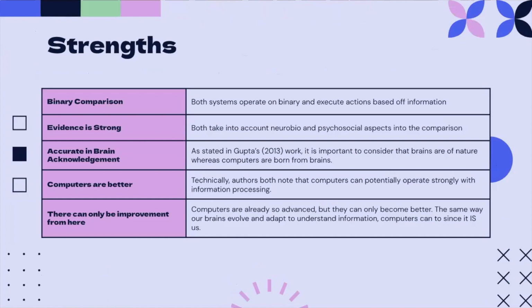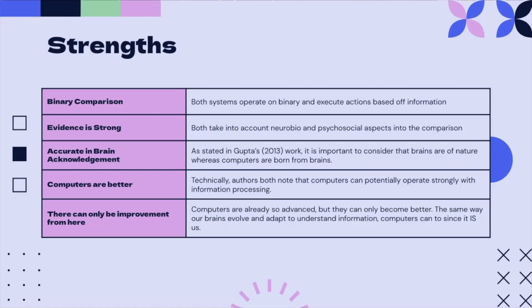And looking at the strengths of this topic, there's a comparison of the binary. We know that these systems operate and execute actions based off of information. This is done in our everyday lives, as well as computers when they look at information. We see that the evidence is strong. They both take into account neurobio and psychosocial aspects when we compare these two topics, and there is an accuracy in the brain acknowledgement that, yes, we must consider the comparison or how similar.